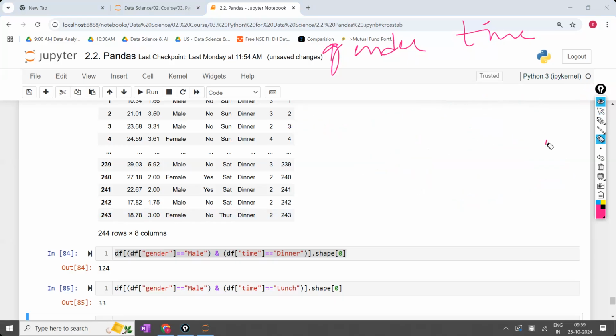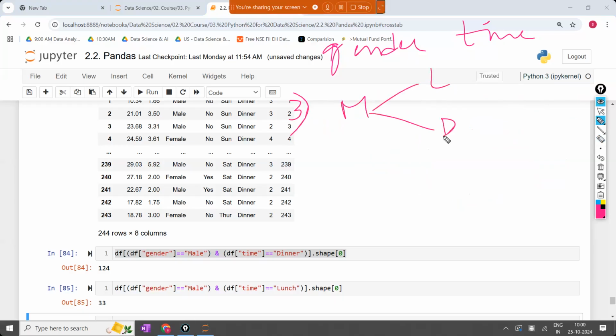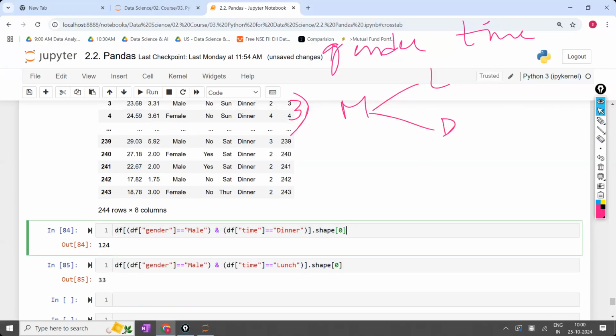Now, let us see this question number 3. What does question number 3 mean? How is the gender distribution, or males, what are the males there? Within the males, what is the lunch and dinner? I want lunch and dinner. How many records of male along with the dinner in a single question? Now you have taken the 2 different ones like this.